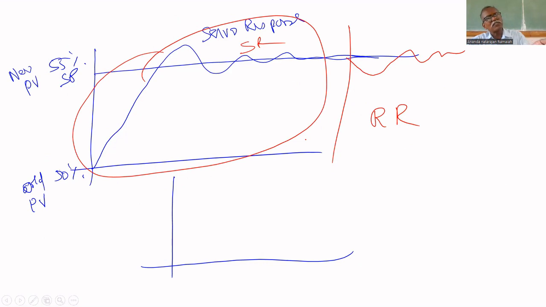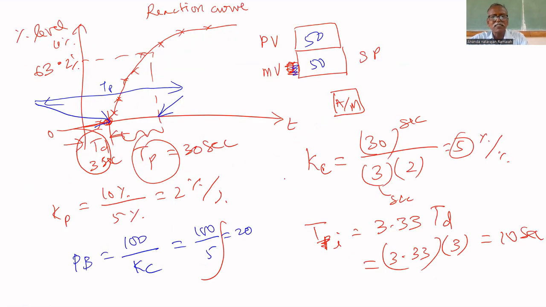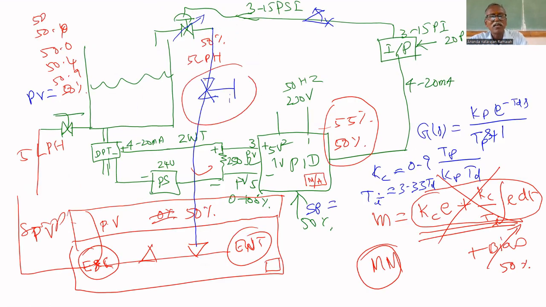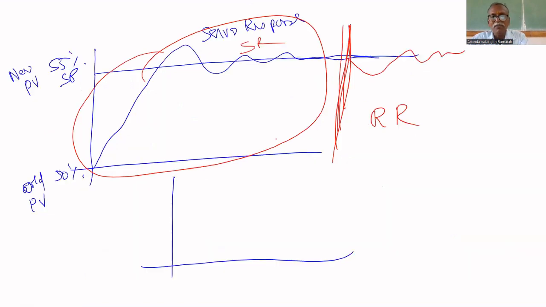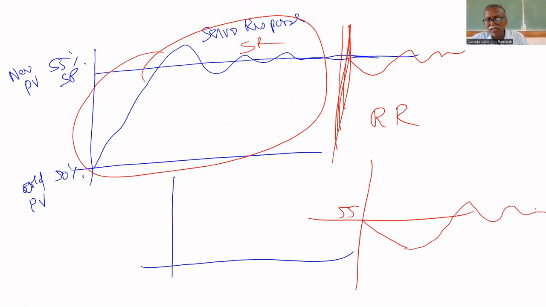After the servo response, for the regulatory response, once it is settled, you give some disturbance. As I told you, the disturbance is given by adjusting this hand valve. Again it will take 20 minutes to settle at 55%. The response will look like this. Initially it is 55. You disturbed it, so it comes down because you closed the valve slightly. The controller will adjust and finally settle again at 55%. This response is called the regulatory response.